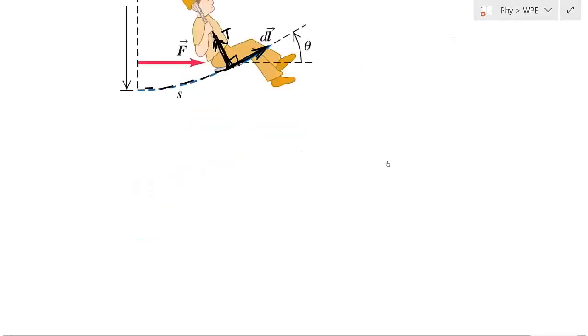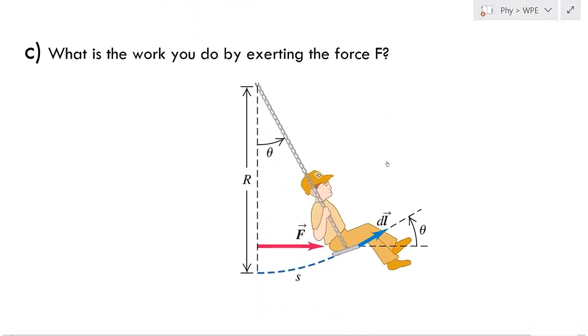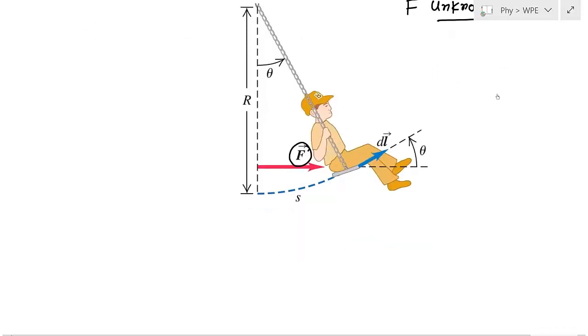Now the next part of the problem says, what is the work you do by exerting a force F? So basically you are applying a force F so that this system is in equilibrium always. At all the points it is in equilibrium and the motion is slow. So what is the net work done by the force F? So how will you calculate? The first point is that F is also unknown. So you have to first find F and then you can write the work done equation. So let us first find F.